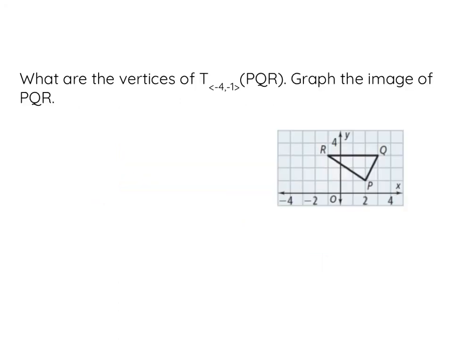Okay, last one that we're going to talk about. It is giving you the translation here: T(-4, -1), PQR. So that's saying we're going to take P, Q, R and move them. Let's look at this. -4 tells us 4 to the left. -1 tells us 1 down. The easiest way to do this is I'm just going to take each point and count. I'm going to count 1, 2, 3, 4 left, 1 down. So this would be R prime.